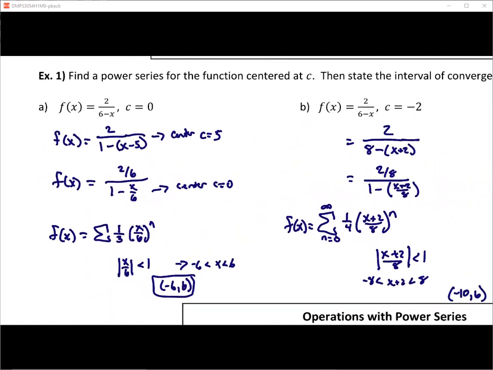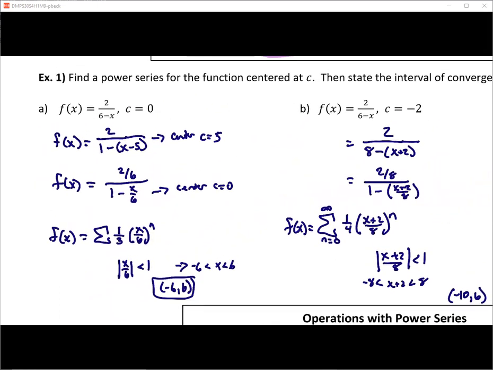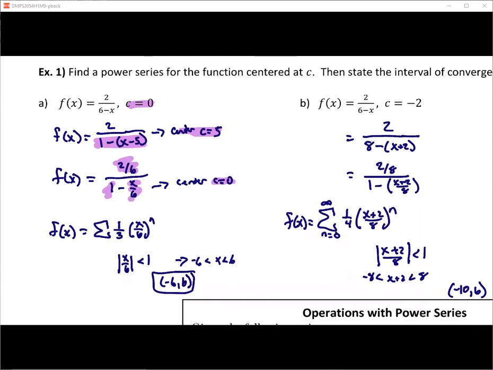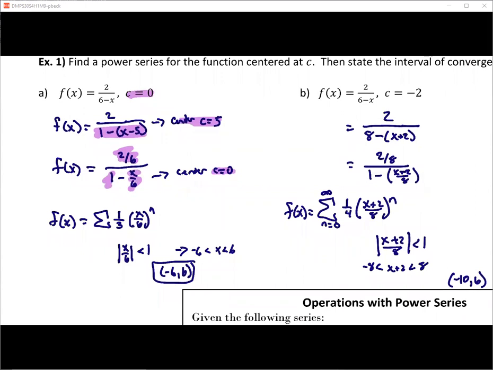So let's take a look at our power series centered at a certain C value. If I tried to show what I did up at the top, I could say 1 minus the quantity x minus 5, but that gives me a center of C equals 5, not C equals 0 that I want. So another option is to divide everything by 6. In doing so, my center remains at C equals 0. So my first term is 2/6, which is 1/3. My ratio is x over 6.